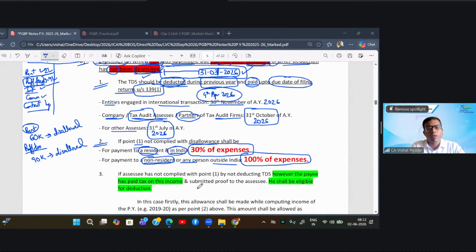And second, the date to deposit the TDS is up to your respective due date of return filing. So there are 3 due dates for return filing. So out of this, whichever is applicable to you, you have to follow that. And by that date, you have to file the return. If you comply with both the conditions, then entire expense, whatever is there, you can claim deduction. If not, then either 30% of the expense is disallowed or entire expense is disallowed. Fine, Vishakha?